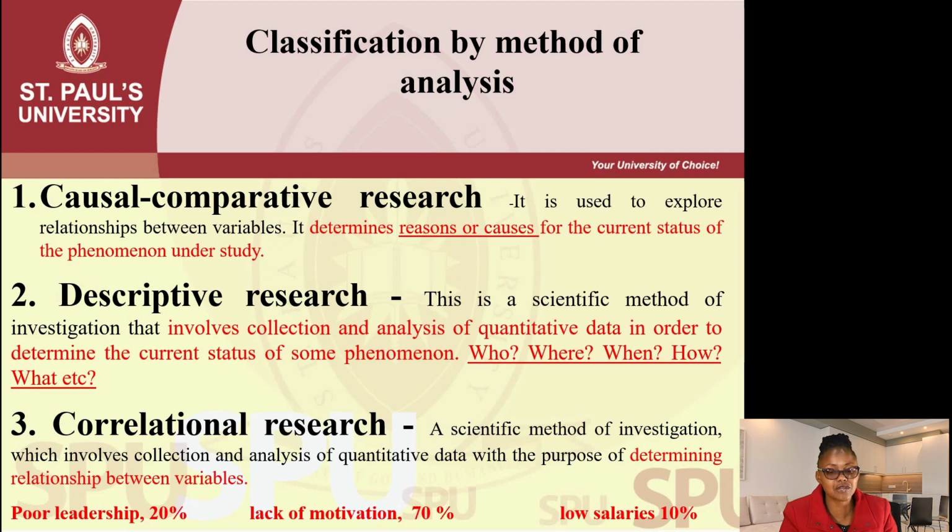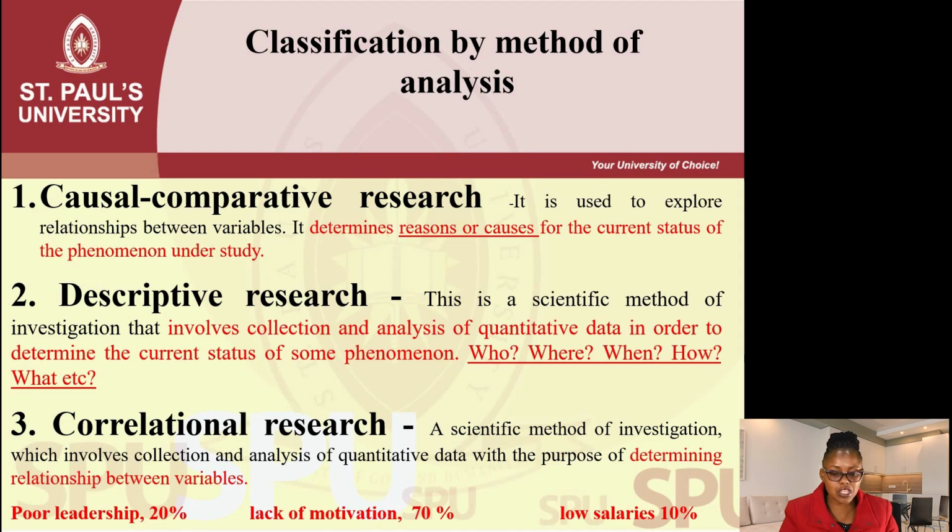Number 2 is descriptive research. This is a scientific method of investigation that involves collection and analysis of quantitative data in order to determine the current status of the phenomena. You are trying to determine the status of the phenomena. And how do you determine? Through using this scientific method called descriptive. From the word describe, you're describing by who, when, how, what.